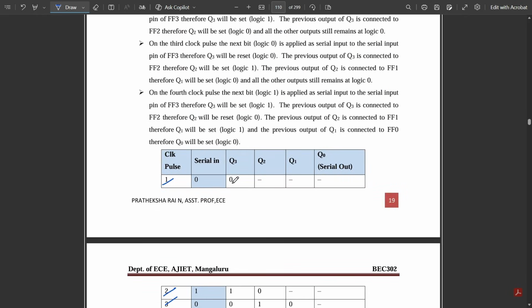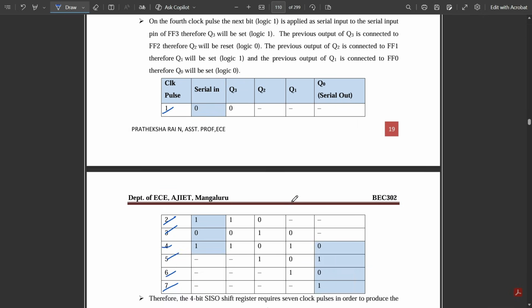So that's why q3 would be having 0. Q2, q1, q0, we have still not received it because there is no shifting taking place. Okay, so this is for one clock pulse. Now for the second clock pulse, the shifting takes place. That is, in the second clock pulse we are sending 1 now.